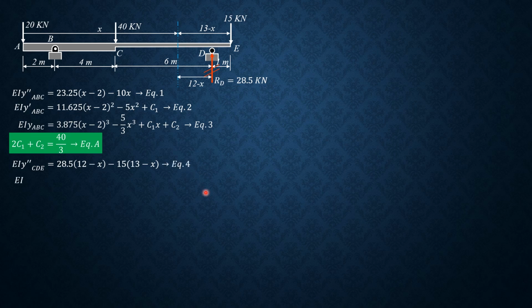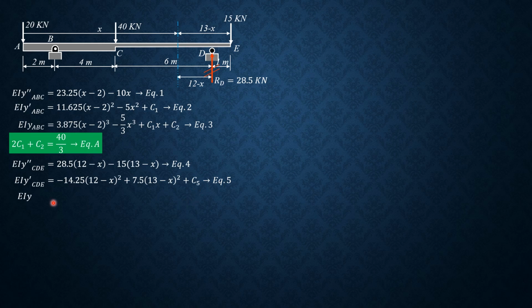EI y prime CDE equals negative the integral of (12 minus x), because this is negative x, is negative 14.25 times (12 minus x) squared. Then positive, because this is 13 minus x again, positive 7.5, 15 over 2, times (13 minus x) squared, plus c sub 5. Call that equation 5.